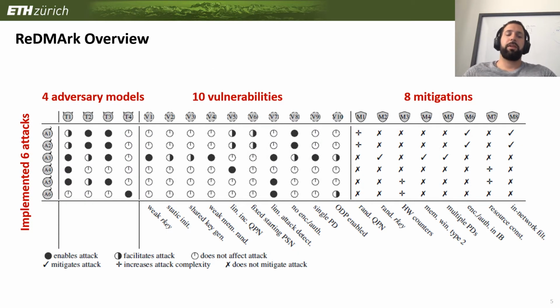In ReDMArk, we consider 4 different adversary models, and we found 10 vulnerabilities. Using those, we implemented 6 different attacks and also provide 8 different mitigations that either fully mitigate the attack or increase the attack complexity.